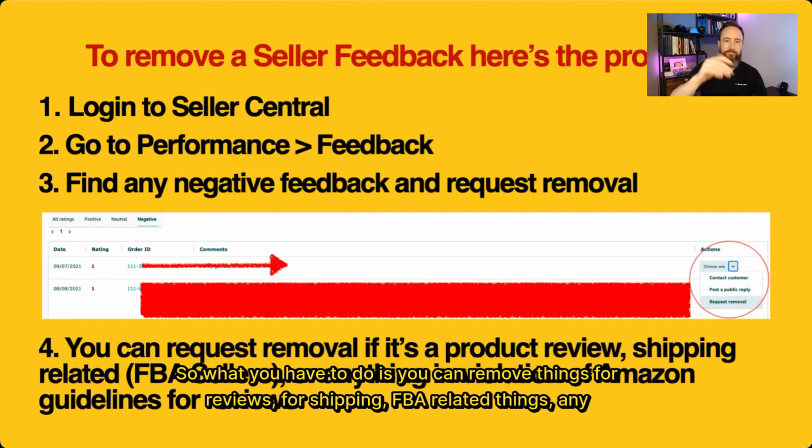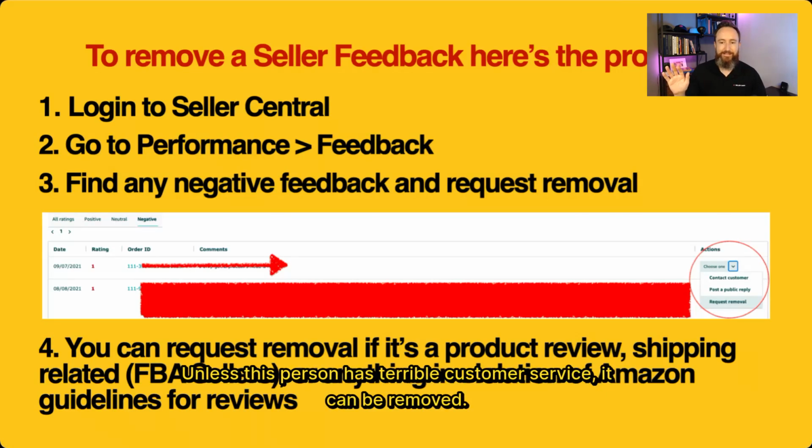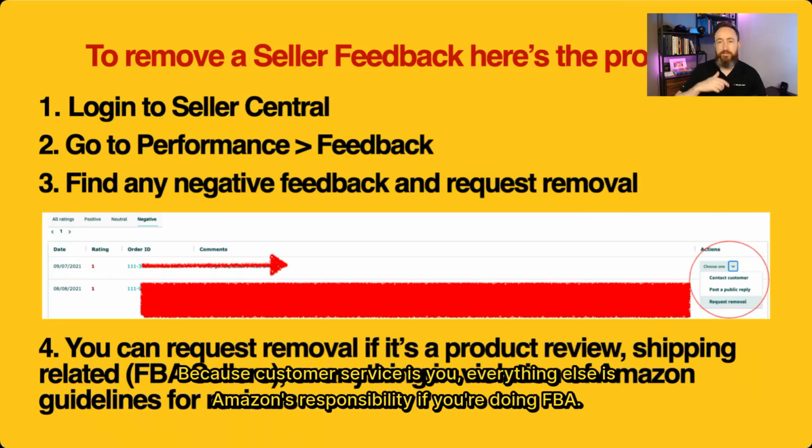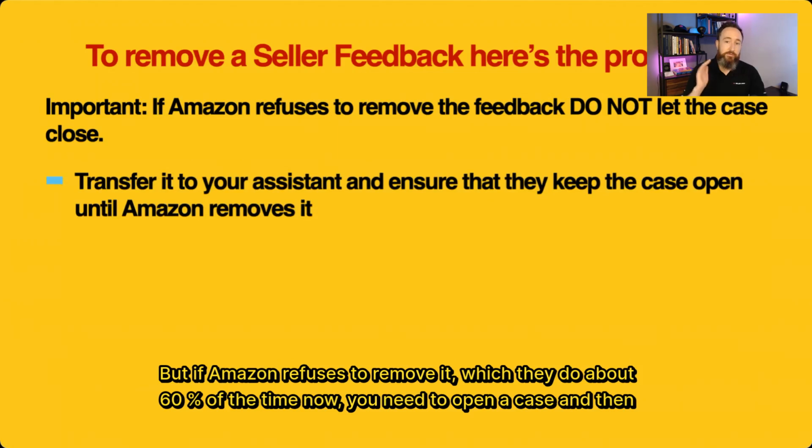So what you have to do is you can remove things for reviews for shipping, FBA related things, and any violation of Amazon's guidelines. If you're doing FBA, which most of you are, then you can pretty much remove everything. Unless it's this person has terrible customer service, it can be removed. Because customer service is you, everything else is Amazon's responsibility if you're doing FBA. So anything to do with shipment or fulfillment or sending the product or damage is nothing to do with you. But if Amazon refuses to remove it, which they do about 30% of that, 60% of the time now, you need to open a case and then keep that case open.